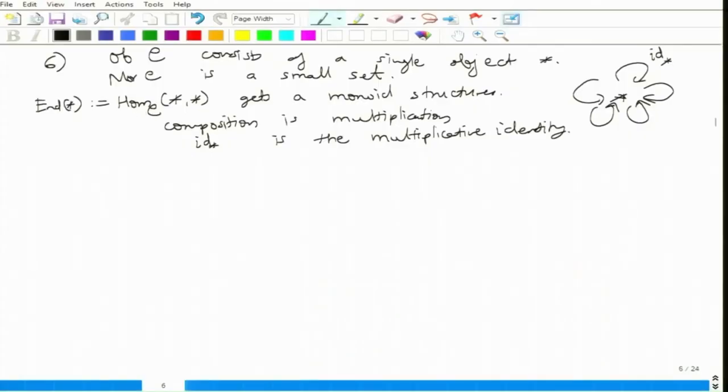I'll give you a simple homework problem. Think about a single set as a category. See if you can do that, and let's end it here.